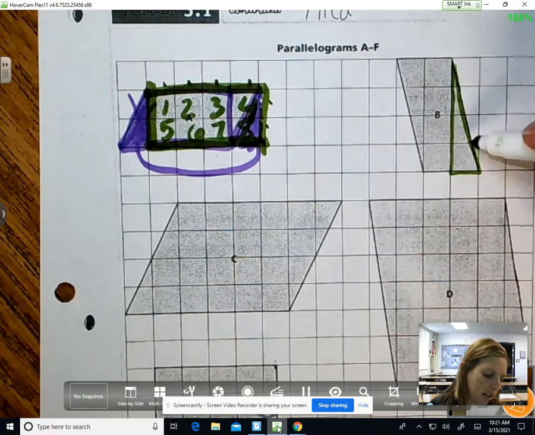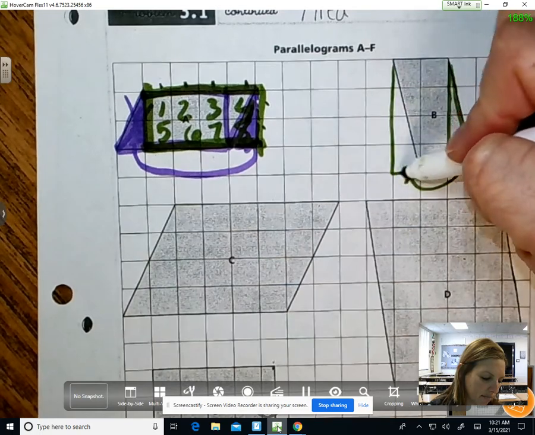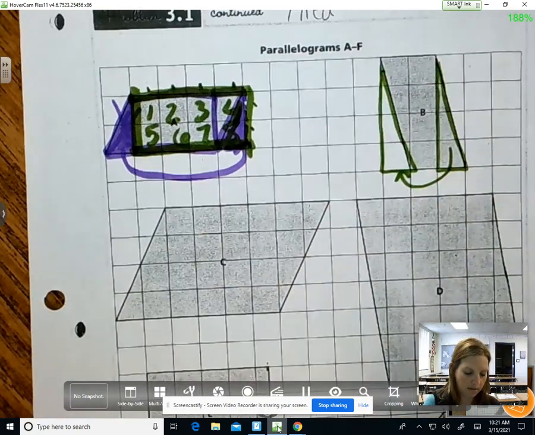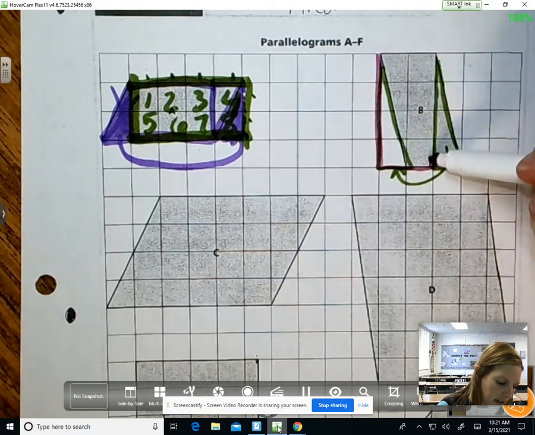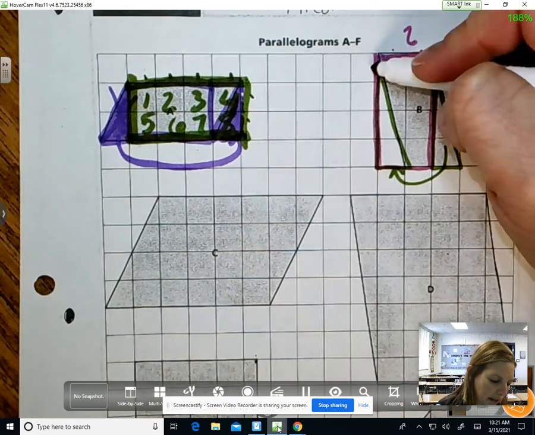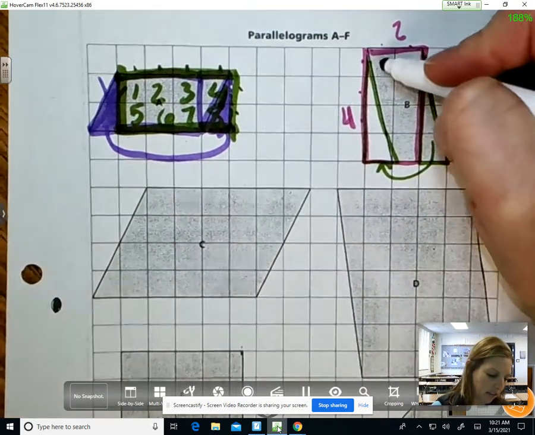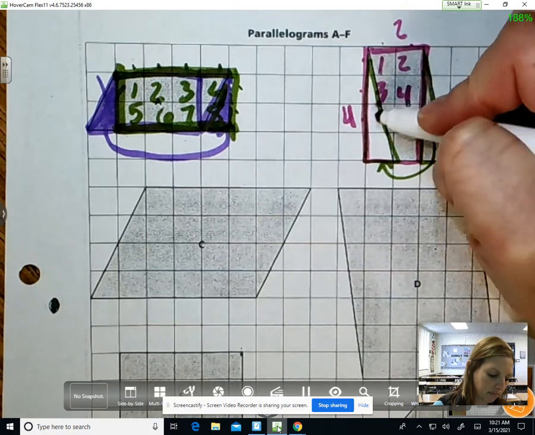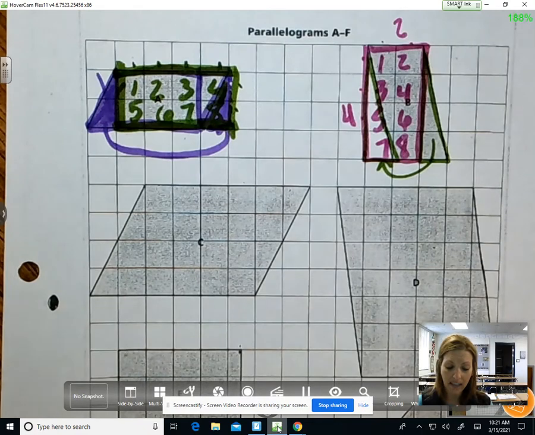If I take this off of this parallelogram and I move it over here, then what actually happens is I have this rectangle, which is a 2 by 1, 2, 3, 4. 2 by 4 is also 8. If I count, I get 8.